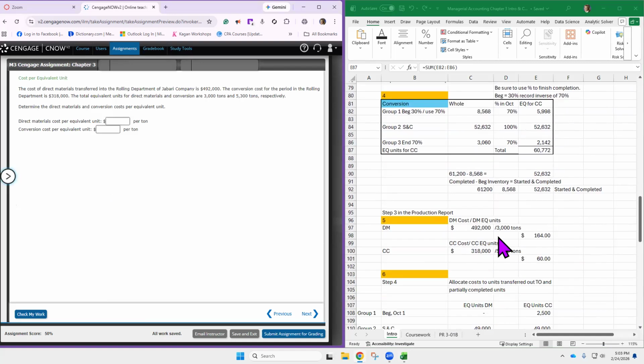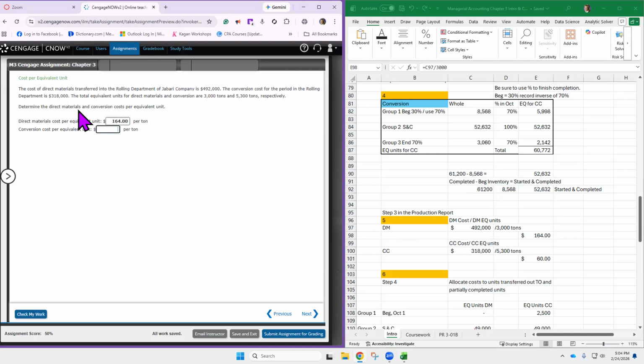Now we're going to get, this is step 3. In the production report, it says the cost of the direct materials were 492,000. Okay, and the total equivalent units for direct materials are 3,000. So when you divide the total direct materials by the number of tons, you get $164 a ton. Yep, that's its cost per equivalent unit. This is step 3.